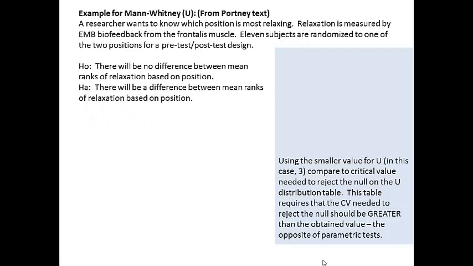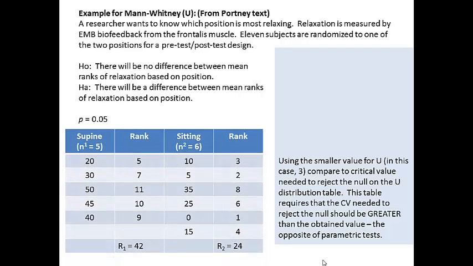We write our research and null hypotheses. There will be no difference between mean ranks of relaxation based on position, or there will be a difference in mean ranks of relaxation based on position. We set our level of measurement, and then we rank our subjects. In the first group we have 5 subjects, and we see the actual numbers and how they're ranked, and then we look at the sitting position numbers and rank those.